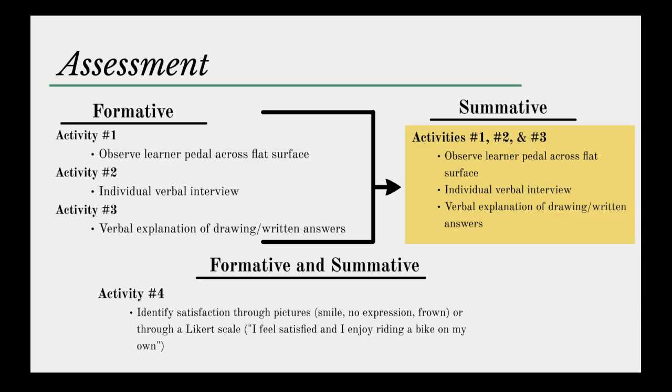After all activities, I will do one summative assessment for the first, second, and third learning outcomes after the final learning activity. This will be the same for both developmental groups. This will include a final test for learners that will require them to again pedal on a flat surface, verbally communicate whether they still feel that they need training wheels through an individual interview, and finally, verbally share as a group what they drew or wrote to indicate how riding a bike would be useful to them.